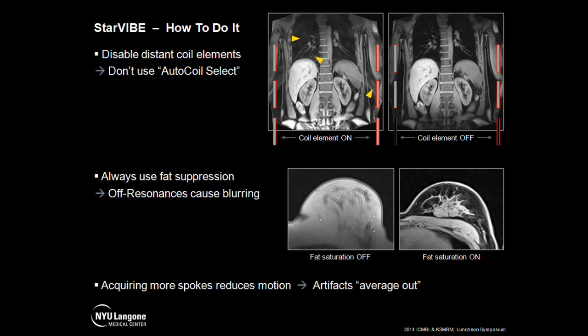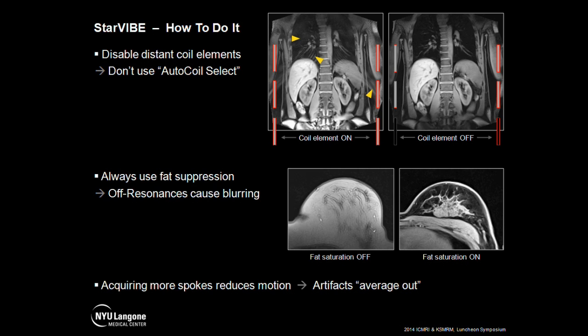And these artifacts are actually caused by a coil element which sits close to the pelvis. And so if we disable this coil element, and this is what has been done on the right side, then these artifacts go away, and this does not have an impact on the signal intensity in our region of interest. So please disable coil elements that are far away from what you want to image.